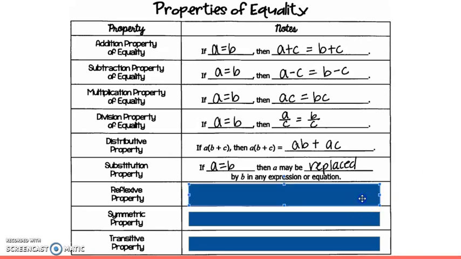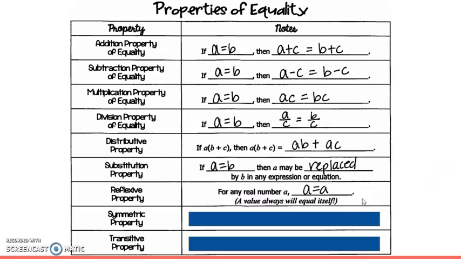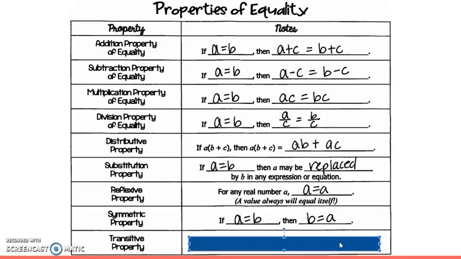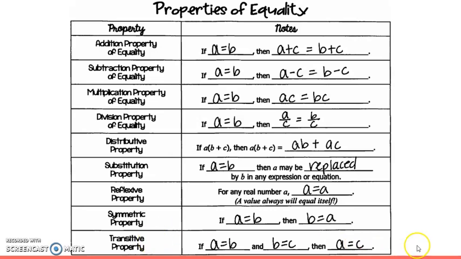And that one will make a little bit more sense when we start actually doing our proofs. We also have the reflexive property, and this one is going to be used a lot in proofs, and it says for any real number, A equals A, so a value equals itself. We also have the symmetric property, which says that if A equals B, then B equals A. We're just sort of flipping the order, but again, it's keeping that same equality. And then the transitive property is going to be used. So we have if A equals B and B equals C, then A equals C. So this is sort of like our law of syllogism. It's just with properties and with solving equations.